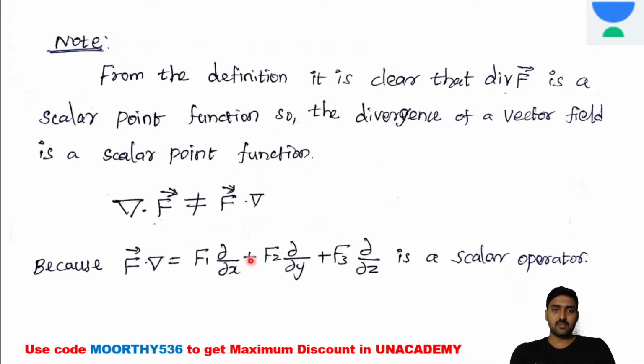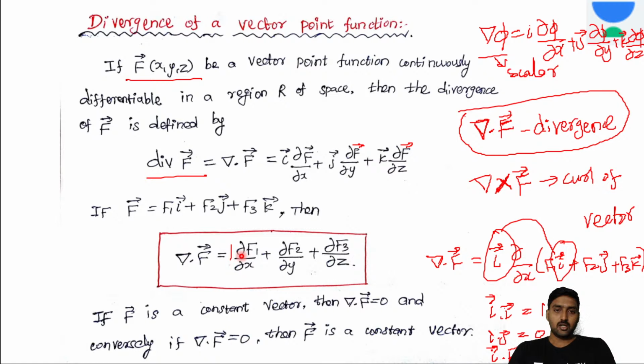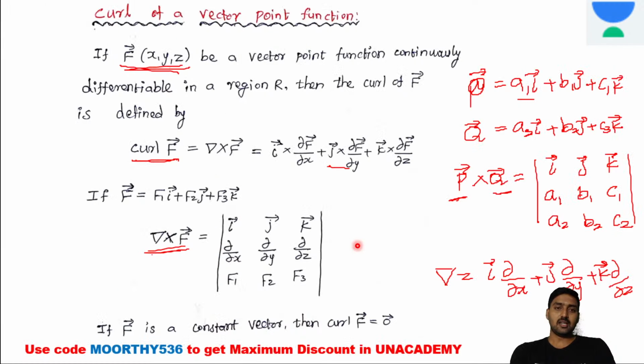In case they are asking for divergence, what we need to do is dou f1 by dou x plus dou f2 by dou y plus dou f3 by dou z. But here, we are coming to the curl of the vector.